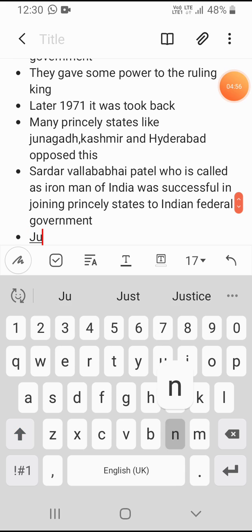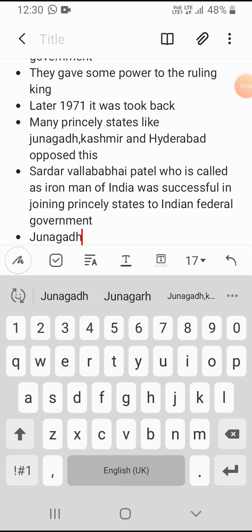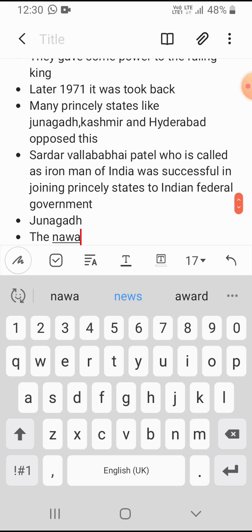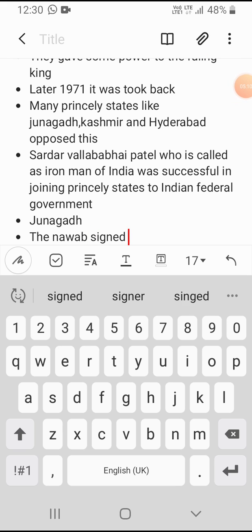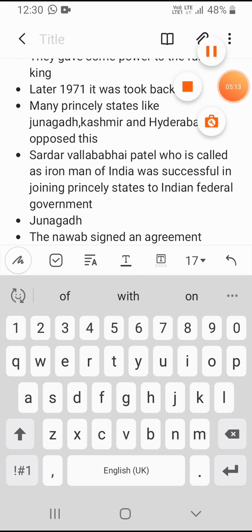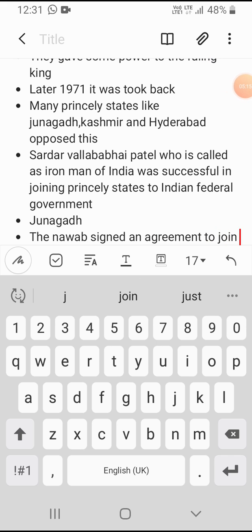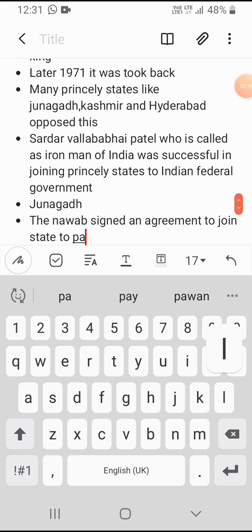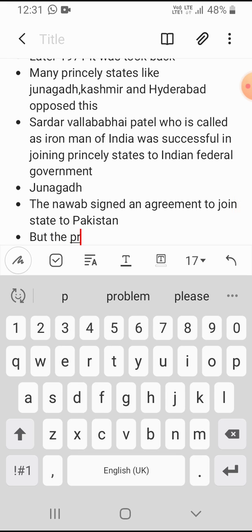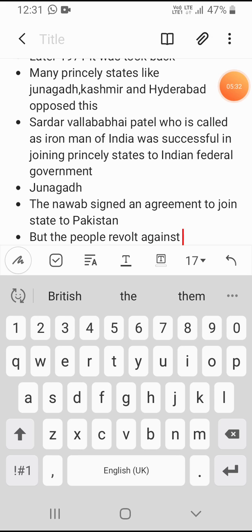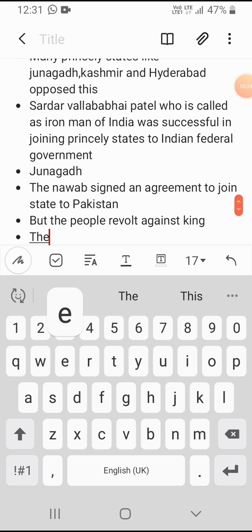So first, let's know how Junagadh came to India. In Junagadh, there was the Nawab who was ruling that kingdom, ruling that state. The Nawab signed an agreement to join the state to Pakistan. So he signed an agreement, but the people of that place revolted against that king. Afterwards, the king fled the kingdom.